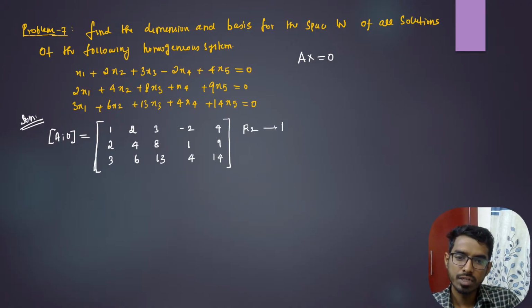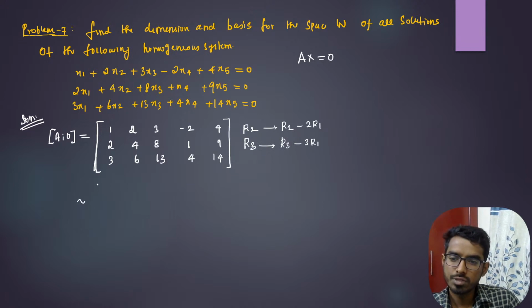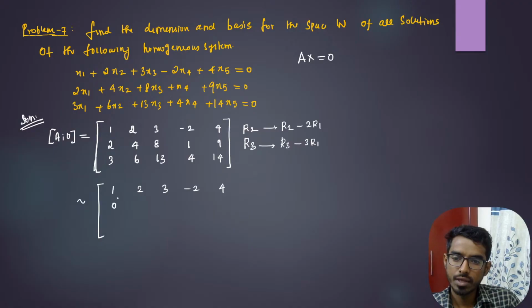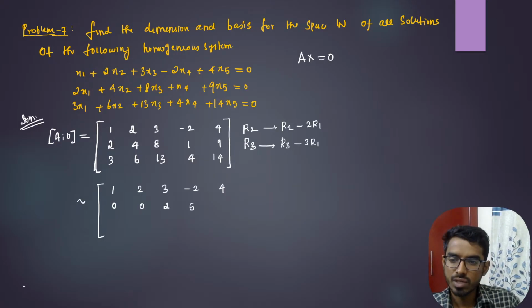R2 is transformed to R2 minus 2R1, and R3 is transformed to R3 minus 3R1. This is equivalent to 1, 2, 3, -2, 4. You multiply by 2 and then subtract. So 1 plus 4 will be 5. Actually, we need to form [A | O].